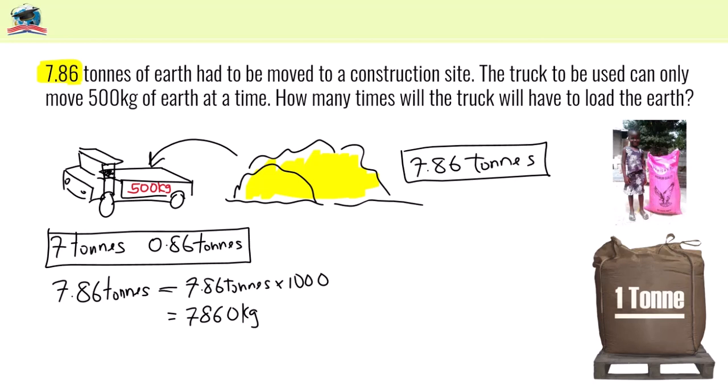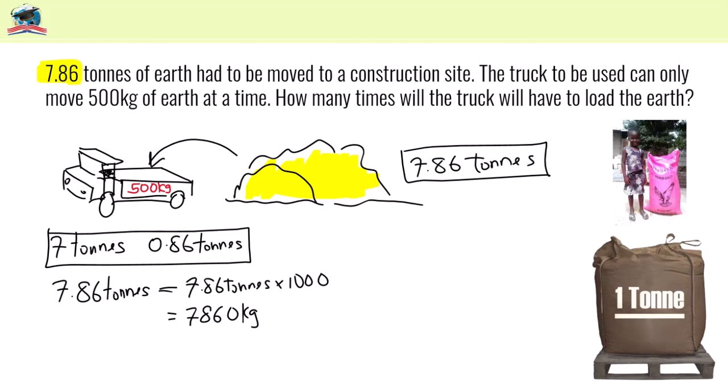Now we've converted everything to kilograms. Now remember, the truck can only take 500 kilograms. So how many 500 kilograms do you get in 7,860 kilograms? Now that's the question. Once you're able to get that, you're going to know how many times this truck has got to come. So remember, the truck is going to take everything. That's the whole of 7.86 tons. Now we've changed 7.86 tons to kilograms. So how many 500 do you get in here?